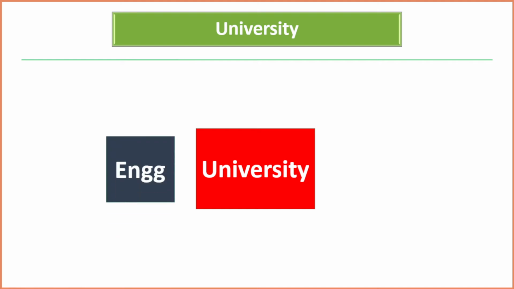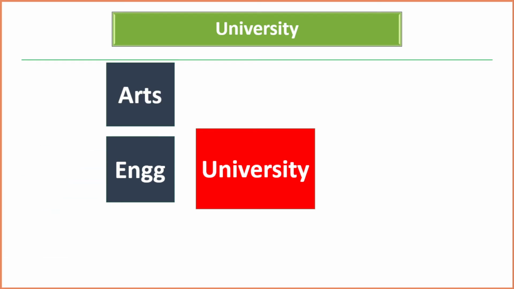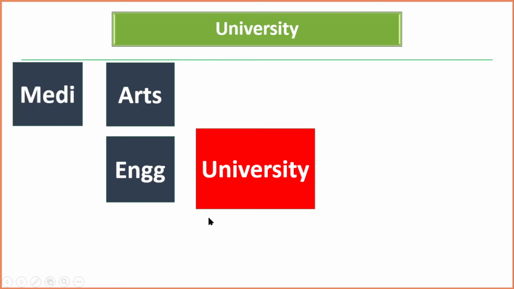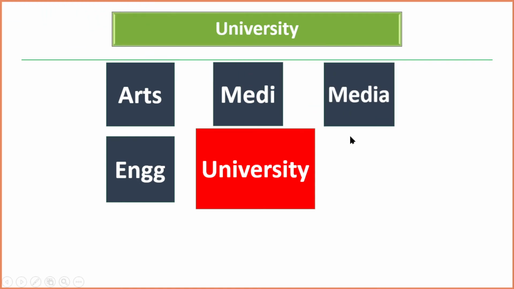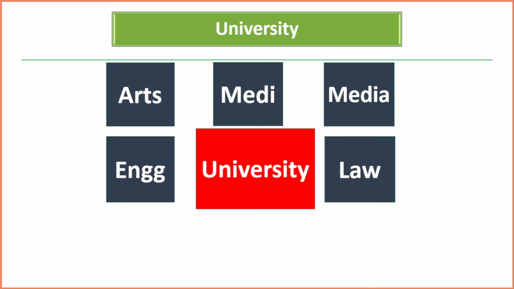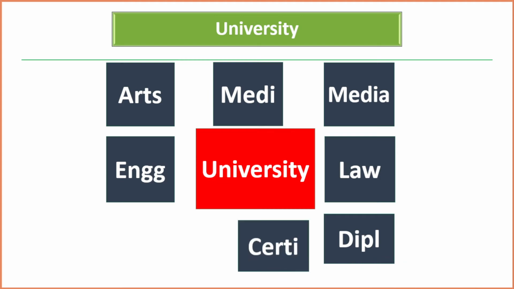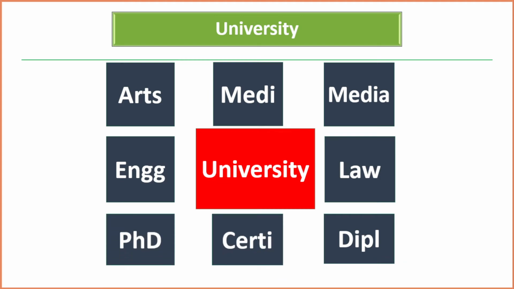Before going into the microcontroller, we will have a practical example of what a microcontroller is. For example, a university. University means it has a lot of courses, isn't it? It will have engineering courses, arts, then medical courses like MBBS, BDS. Then we have media courses, which include editing, direction, photography. Then we have law courses, Bachelor of Law, Master of Law. Then we have diploma courses, certificate courses, then PhD research courses. So all are available in a particular institution that is called a university, isn't it?